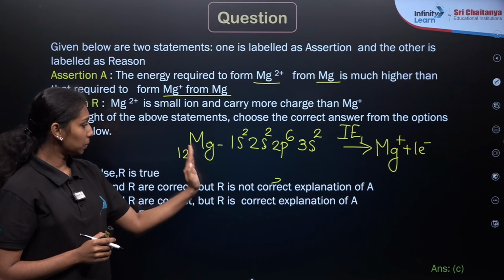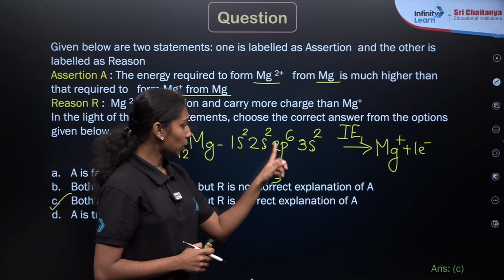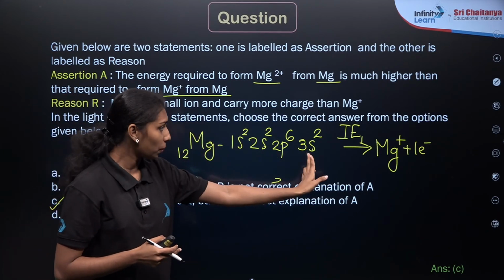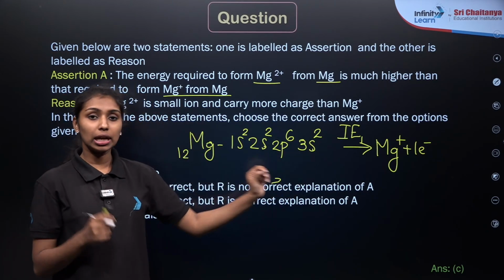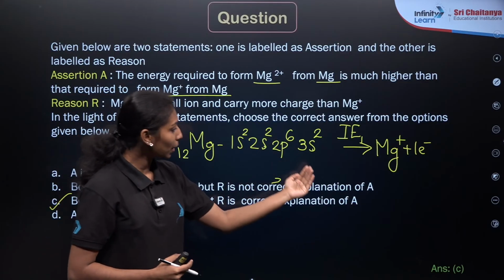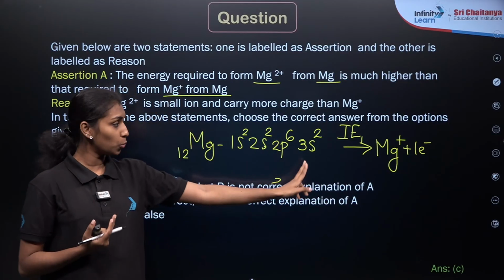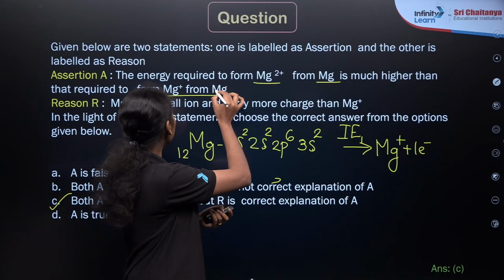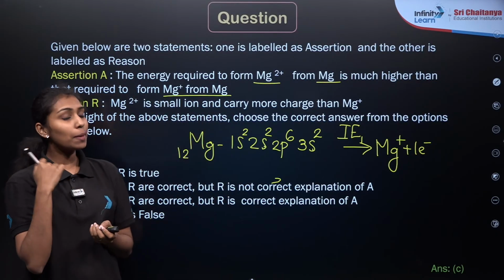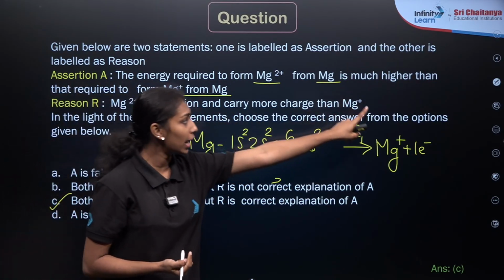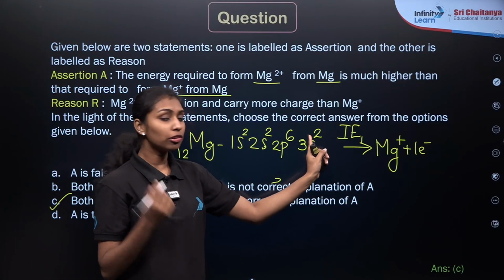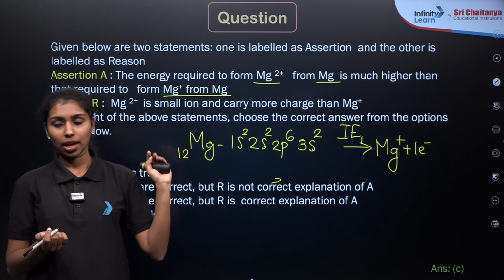So in the case of magnesium, this is the electronic configuration 1s2, 2s2, 2p6 and 3s2, right? If you want to remove the two electrons from the 3s orbital, because it is completely filled, right? Completely filled means there will be a stable electronic configuration. If you want to remove these two electrons, you need more ionization energy, right? That is given in the first sentence. The energy required to form Mg2 plus from Mg is much higher than Mg plus from Mg, right? If you want to remove only one electron, it will be very easy. Okay, I hope you understand.